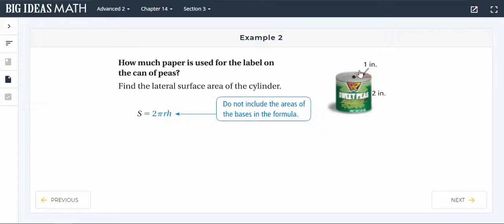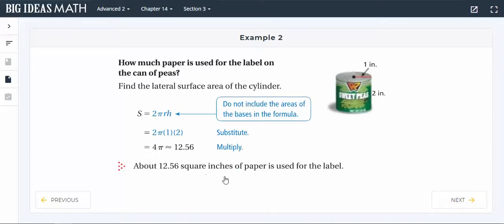So your circumference is this and your height is 2. Circumference is 2 pi r. So your 2 pi r is 2 pi 1 because it's only 1 inch, times 2, which will be 4 pi, which when you take that times 3.14, we're going to get 12.56 square inches of paper used. So think of it as just the lateral side, no circles involved.